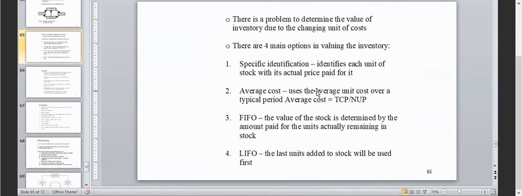So the value for the left item in the stock room will be based on the remaining inventory that is left in the stock room. For LIFO, the last unit added to stock will be used first. So the first item of the inventory that entered the stock room will be used as a value in the inventory management.